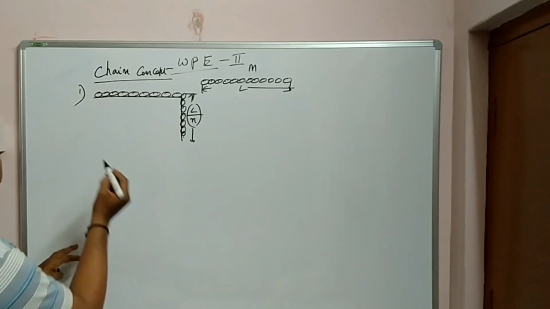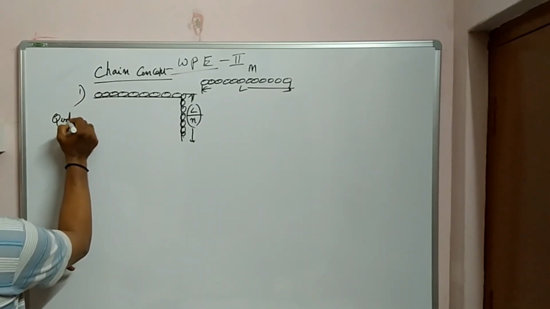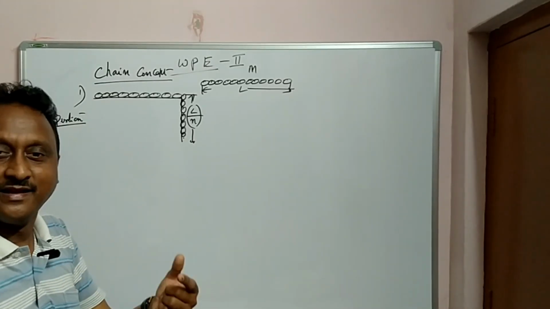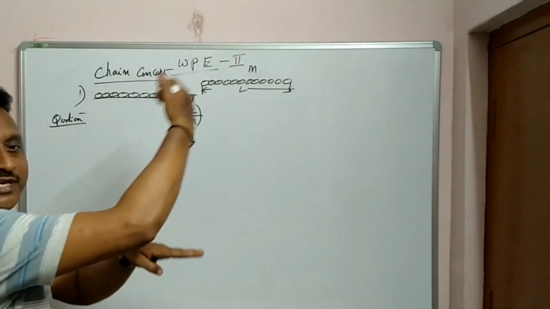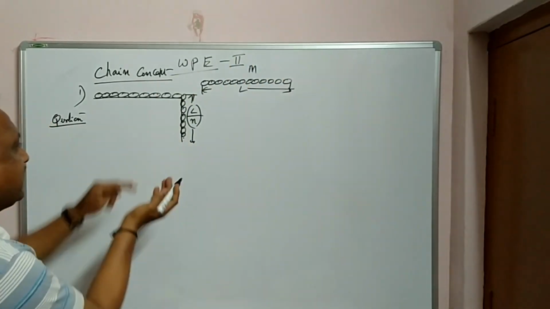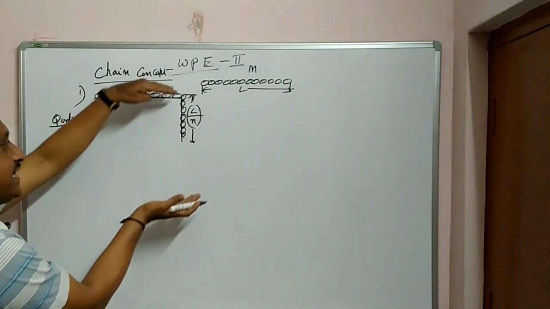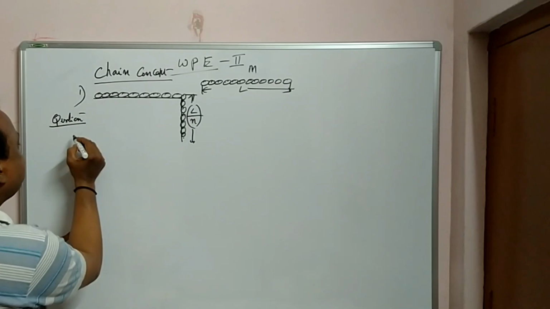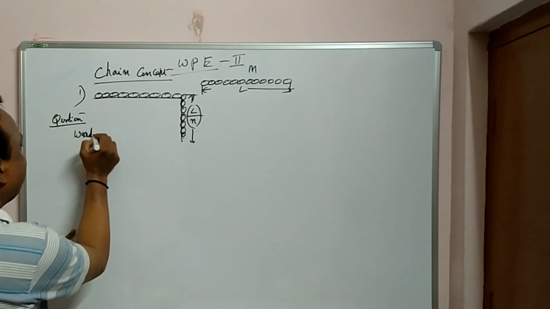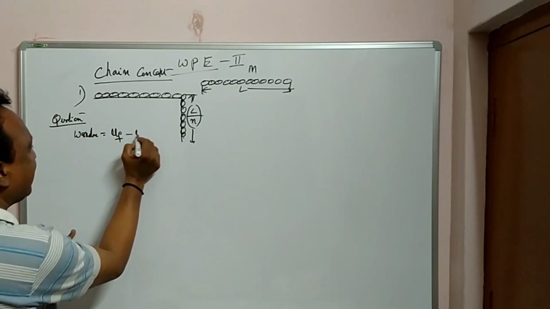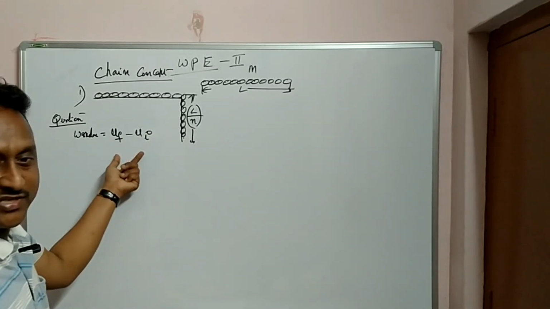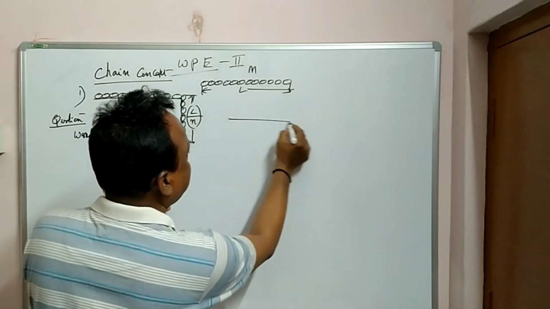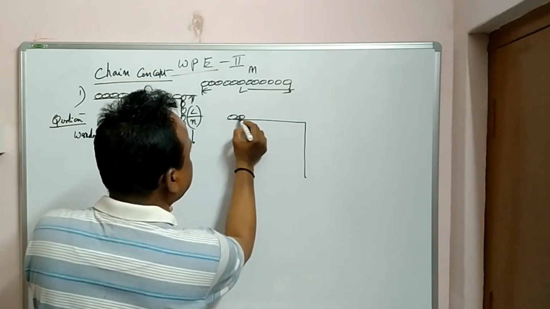Now the first question you'll be asked in the examination is: what is the work done in lifting the hanging part onto the table? That is, how much work must be done to lift up the part that is hanging down? For this the simple one is, see, work done is equal to U final minus U initial. Final potential energy minus initial potential energy. What is final? I will draw a figure here again. Okay, this is the chain, initial.